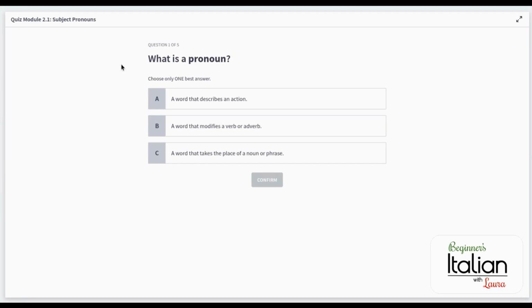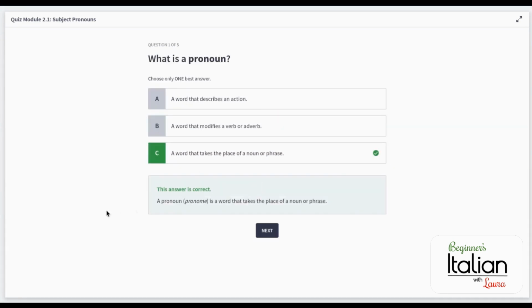Number 1, what is a pronoun? Choose only one best answer. A, a word that describes an action, B, a word that modifies a verb or adverb, or C, a word that takes the place of a noun or phrase. Okay, letter C is the correct answer. A pronoun, or pronome, is a word that takes the place of a noun or phrase.